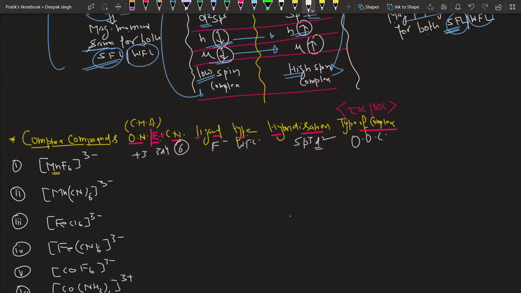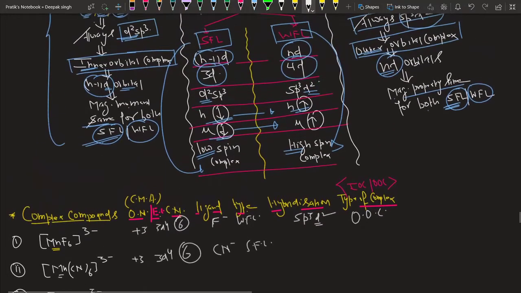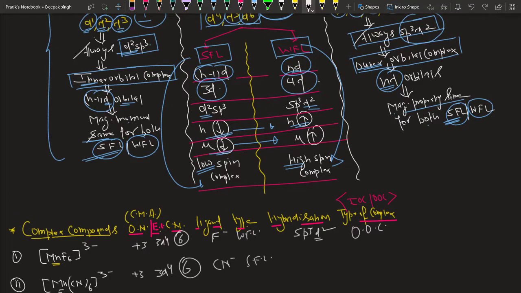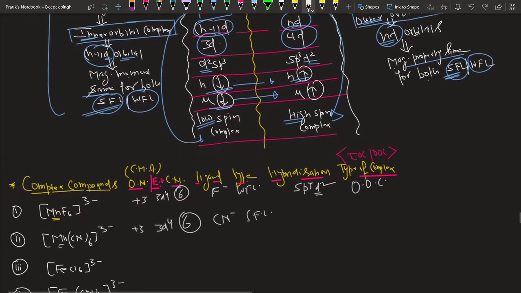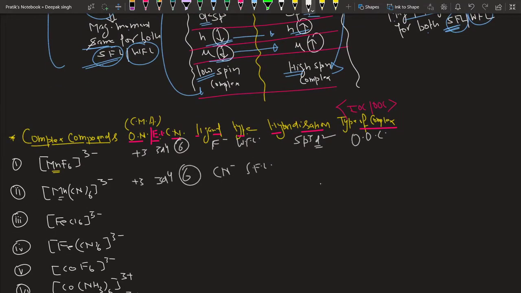Now let us try to solve the second one. Manganese, it is hexacyanidomanganate(III) ion. The oxidation state is +3 in this case, and again the configuration will be 3d4. The coordination number is 6 over here, and here the ligand is CN minus and it is a strong field ligand. So for strong field ligand, if you check the sequence, it is d2sp3 hybridization and it is a low spin complex. So strong field ligand will be a d2sp3 complex, the inner d orbital is involved, that's why it is referred to as inner orbital complex.